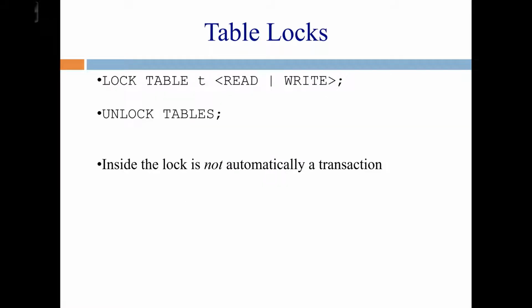The syntax for a table lock is just lock table and then the table name and then either the keyword read or write. So we can lock for read or we can lock for write. And we could have multiple lock table statements. So we could lock more than one table and then we unlock all of them with unlock tables.